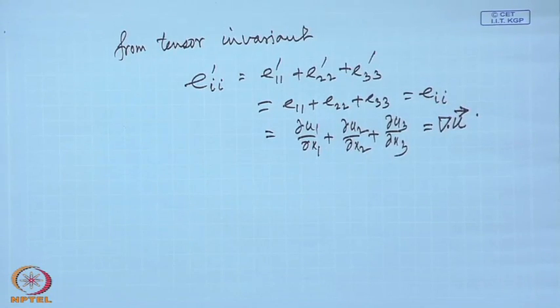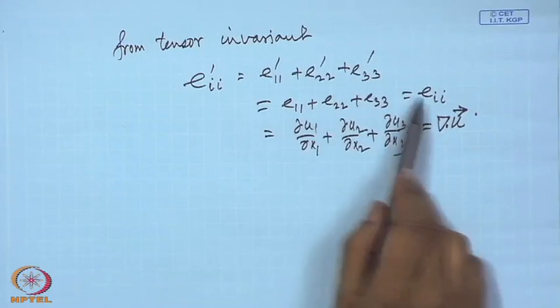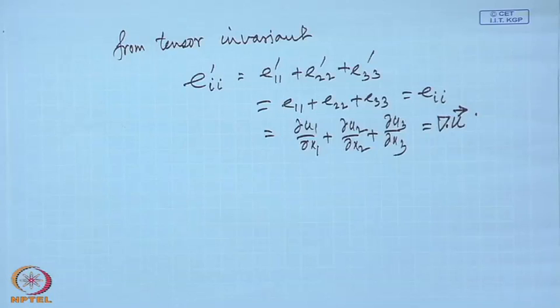Divergence of u, which we have also seen is the same as the rate of dilatation or rate of expansion. So, this is the rate of expansion or rate of dilatation, which you have already seen.